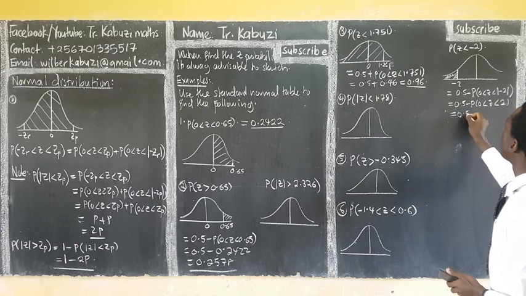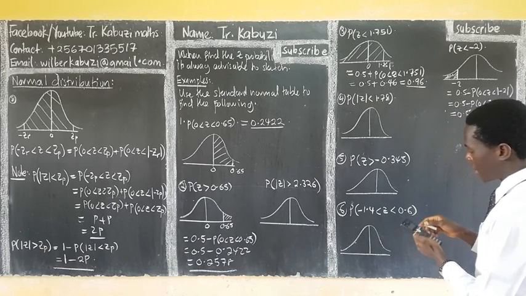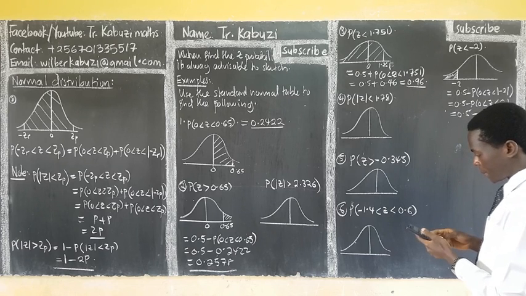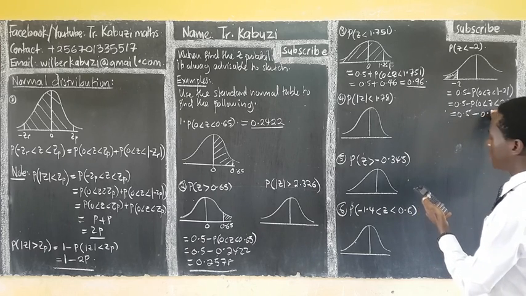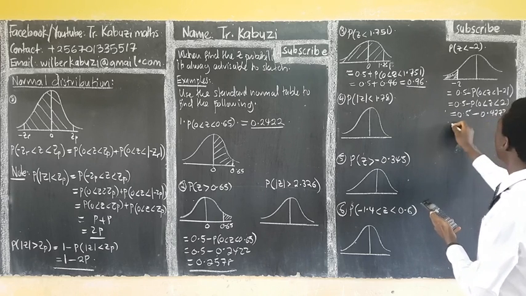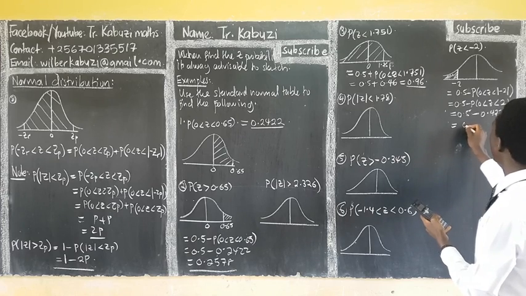Now you get 0.5. Now you read the table or you press the calculator. Now let me press the calculator here. So me, I'm getting 0.4773. And when I subtract this, I get 0.02.